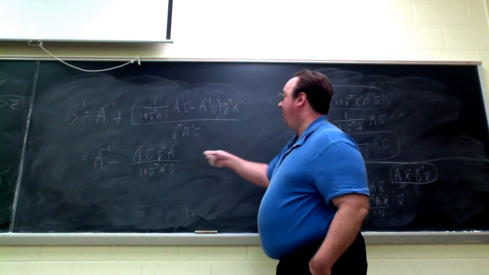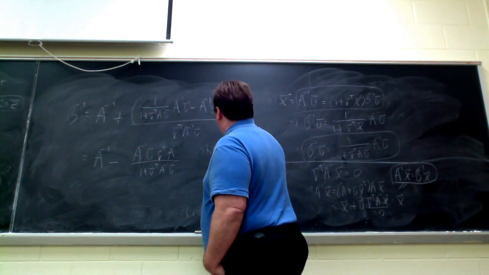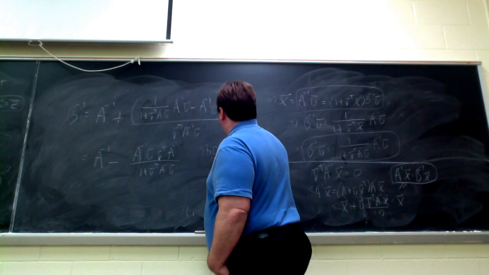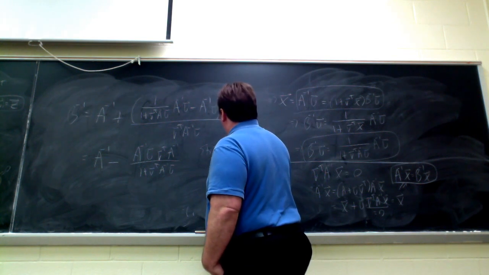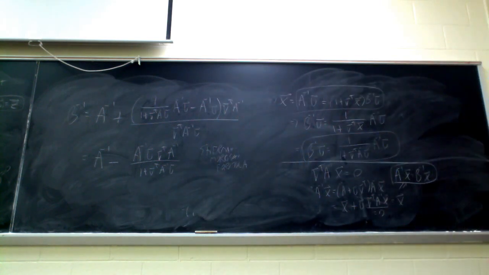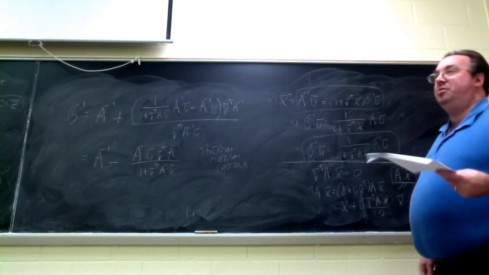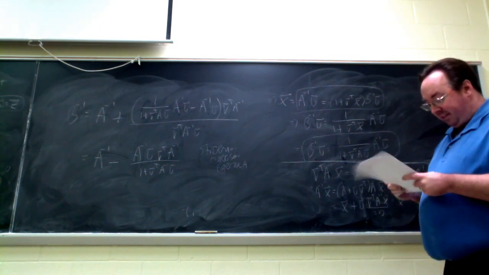So this is our final formula for B inverse in terms of A inverse. And this is called the Sherman-Morrison formula. Okay. So if you already know how to solve systems involving A, then it's very easy to also solve systems involving B. Okay.